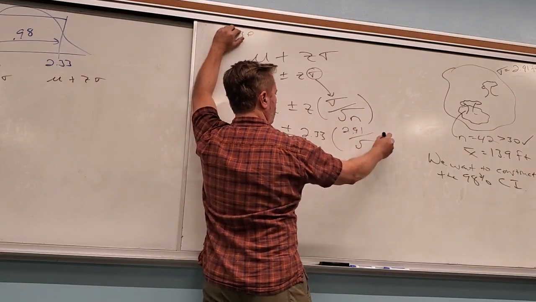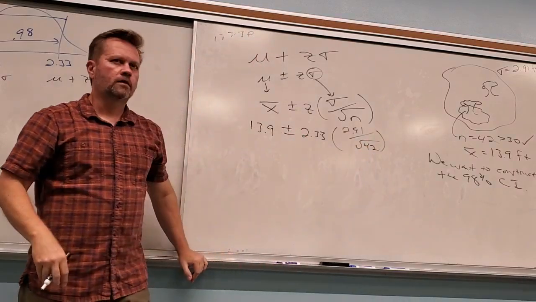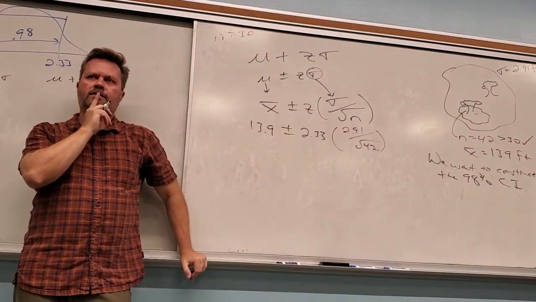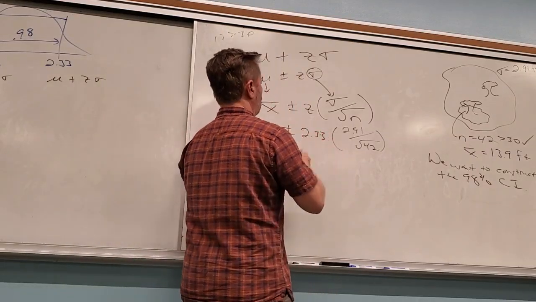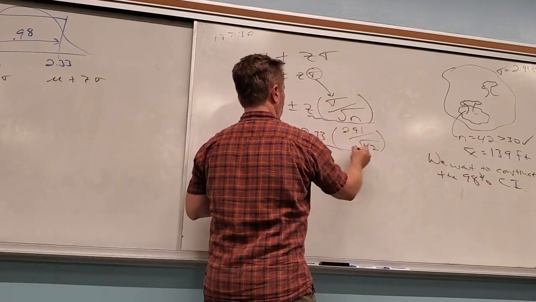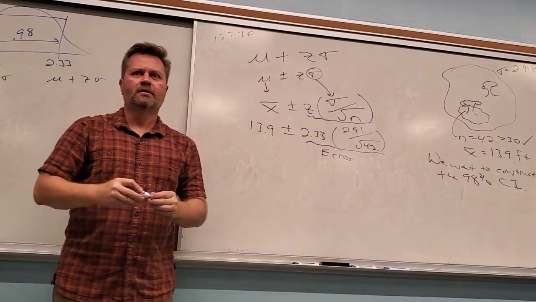2.91 divided by square root of 42. Okay. So what I would do first, let me see if you guys agree with this. This part of the equation here, we call this the error, right?